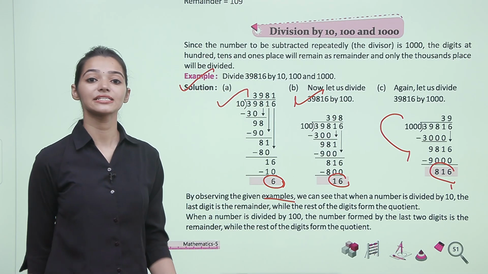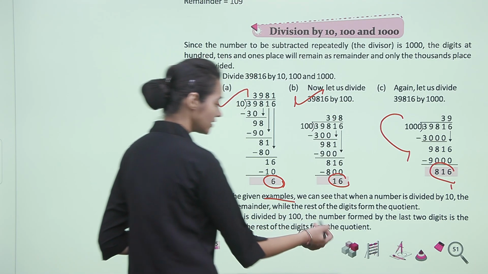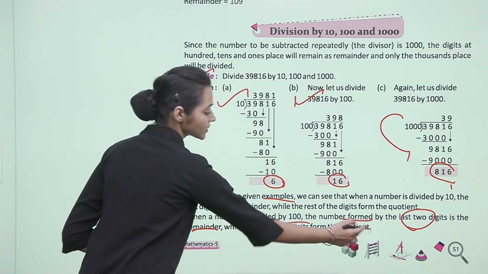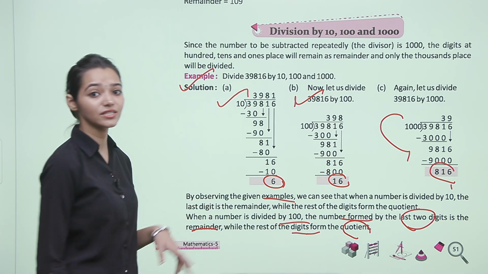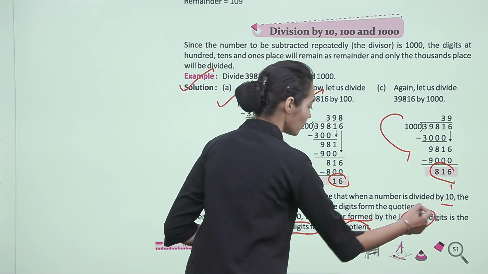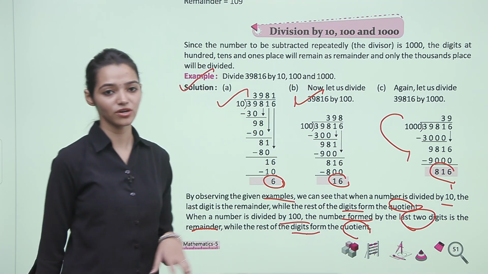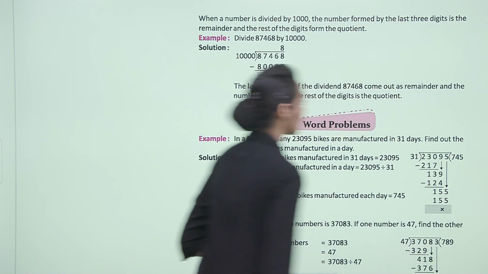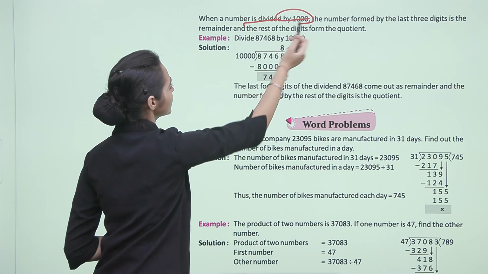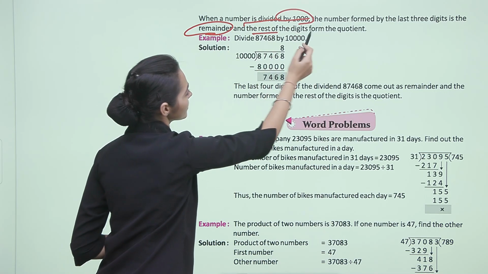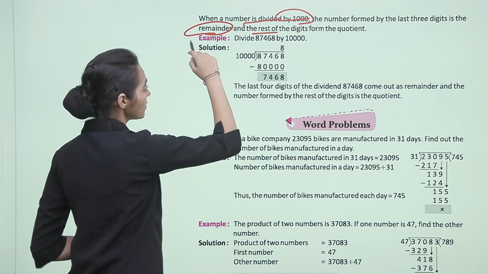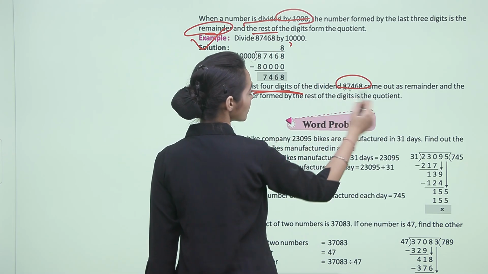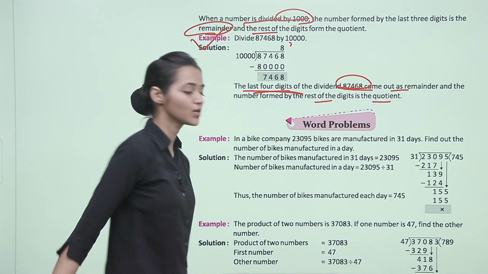So we know that in the given examples, when a number is divided by 100, the number formed by the last 2 digits is the remainder while the rest of the digits form the quotient, and when the number is divided by 10 we get our quotient as the rest of the digits and the remainder is the last digit only. And when it is divided by 1000 then the last 3 digits are the remainder and the rest of the digits form the quotient. Now when we divide it by 10,000 then the last 4 digits of the dividend come out as remainder and the rest of the digits as quotient.